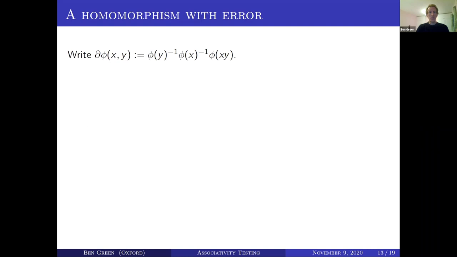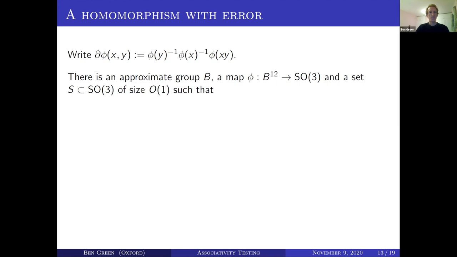What I've written here is just a general definition. This is called a co-cycle. So if you've got a map phi in two variables taking values in a group, I shall write partial phi to mean phi of y inverse, phi of x inverse, phi of xy. So this co-cycle is going to measure somehow the distance between phi of xy and phi of x times phi of y.